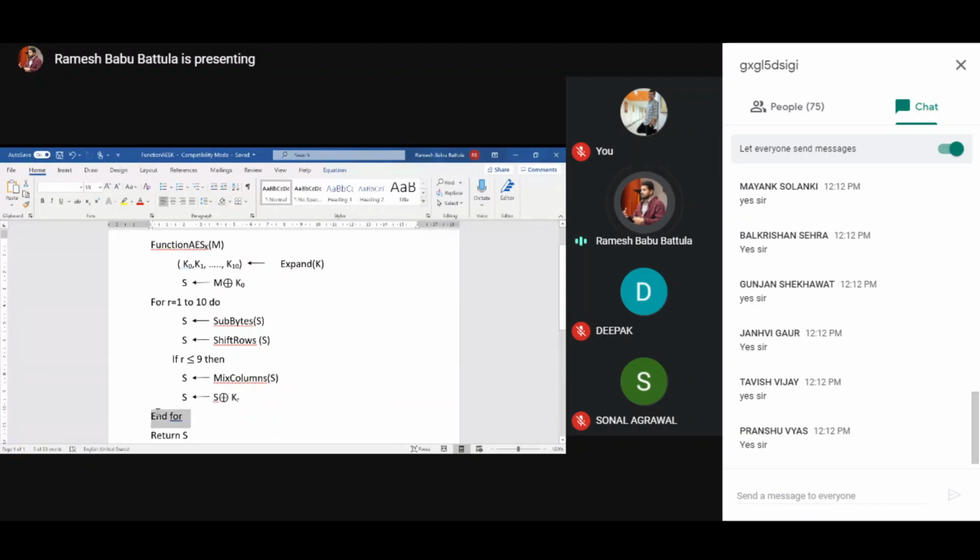Finally, you end your for loop and return your output. This is the major function. If you understand this, then we will discuss each and every subfunction, and how they are going to work.